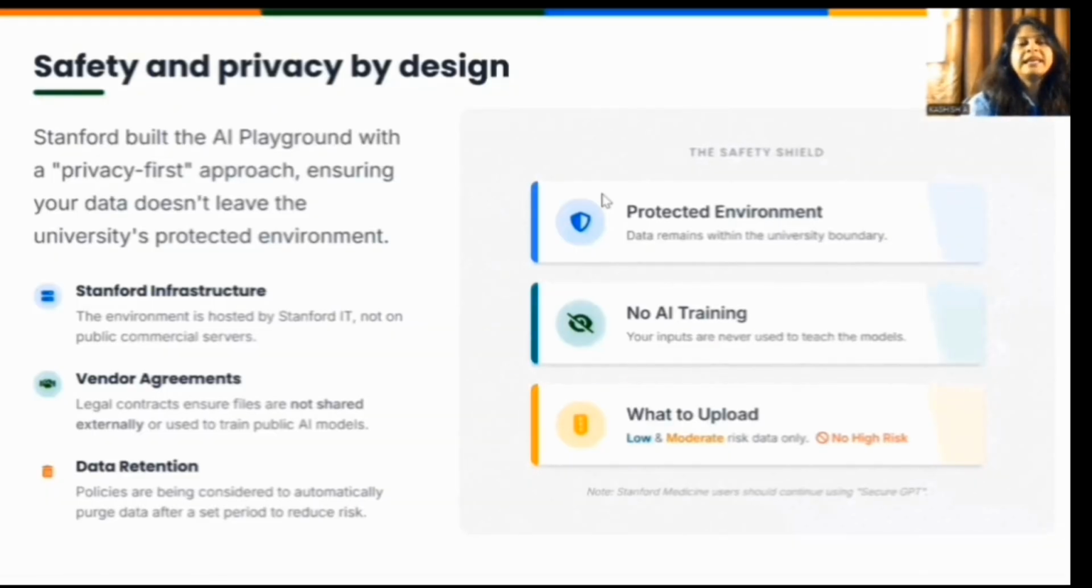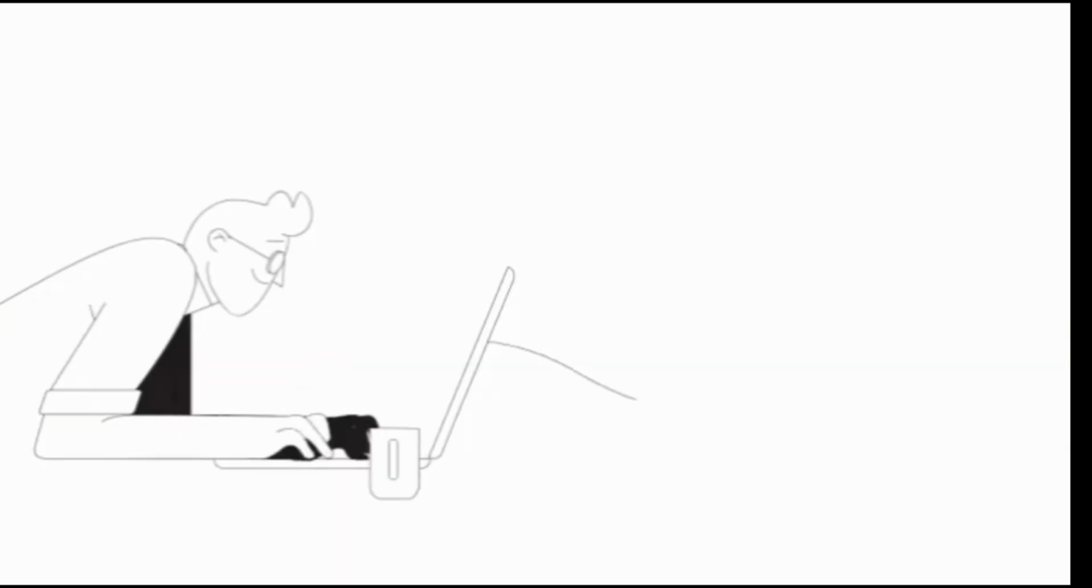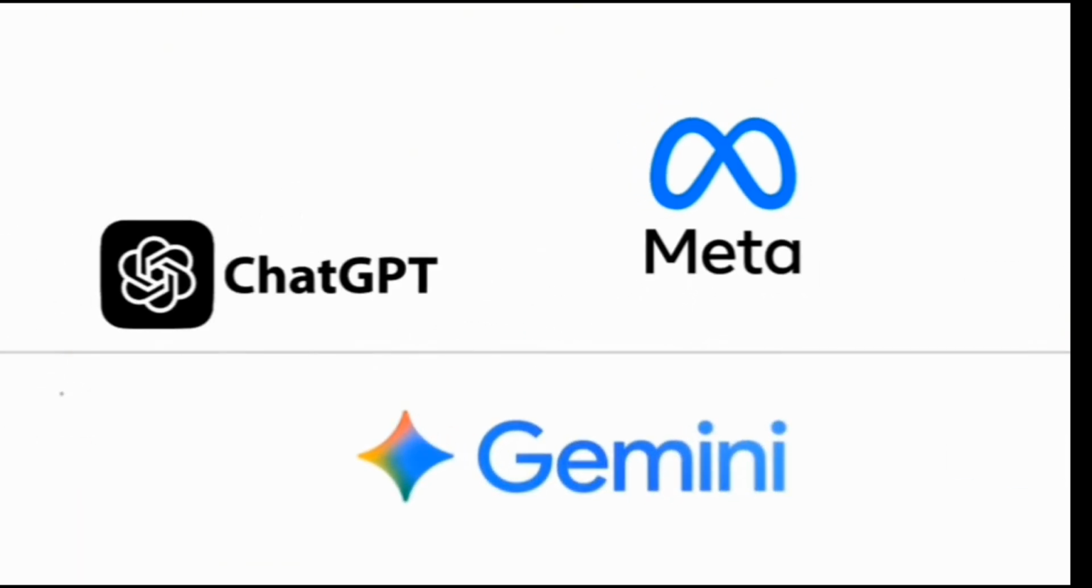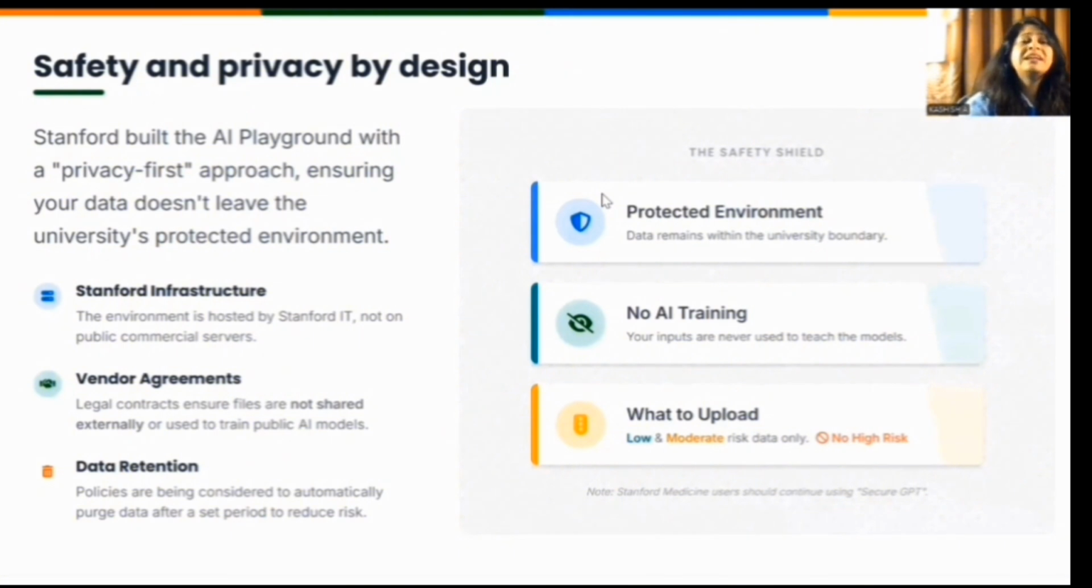Safety and privacy by design. Stanford built the AI playground with a privacy-first approach, ensuring your data doesn't leave the university's protected environment. That matters a lot. Nowadays, we're using ChatGPT or Gemini kind of chatbots, but here we all know that our data is not secure, or we are not 100% sure that we can maintain the confidentiality of our data or information.